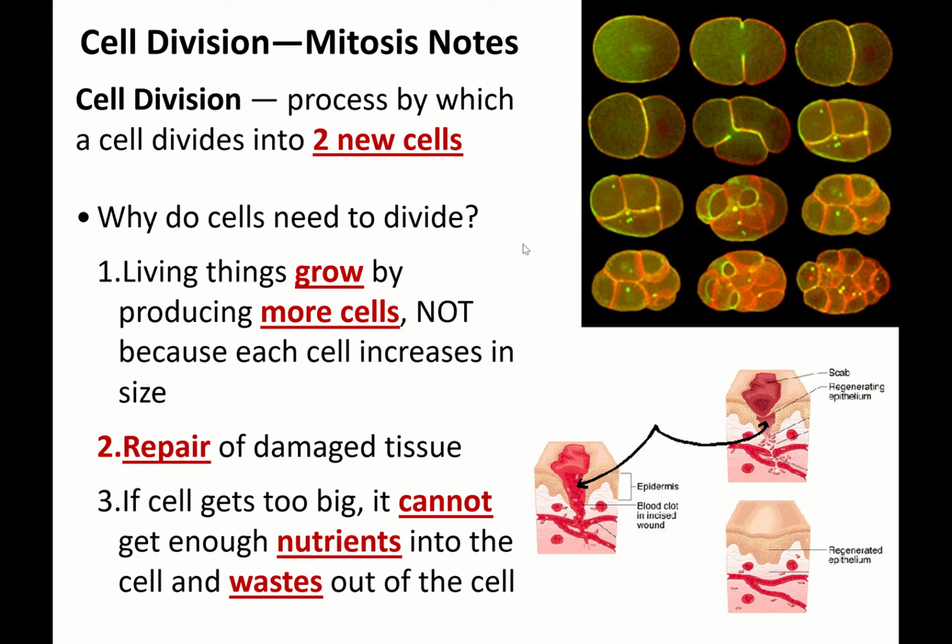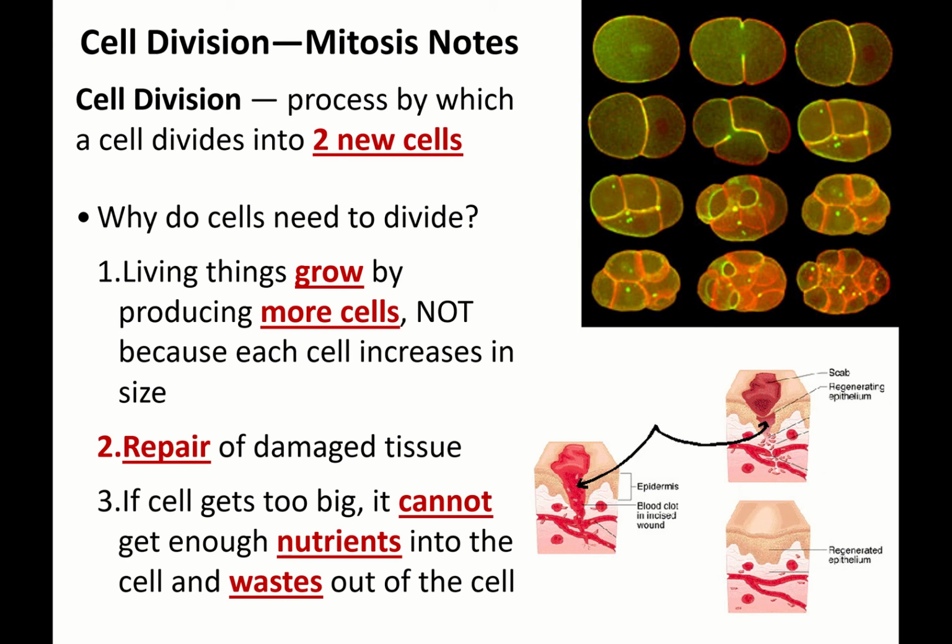So why do cells need to do this? Again, we've hit on this too already. Cells need to grow. They need to grow us, really. Living things grow by making more cells. We just don't make bigger cells, we make more cells. We also need to repair our damaged tissue. When you get a cut, when you get hurt, we have to fix it. So our cells need to be repaired.